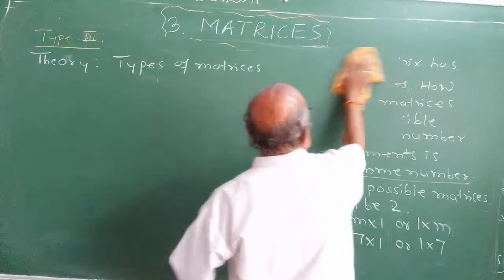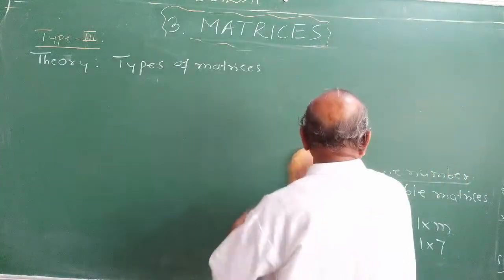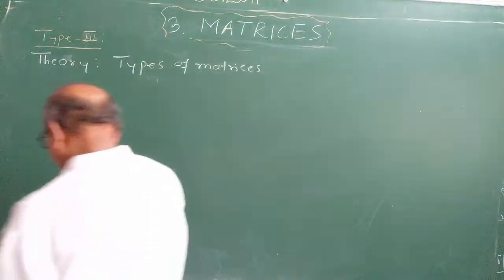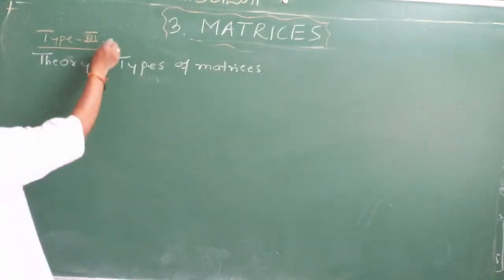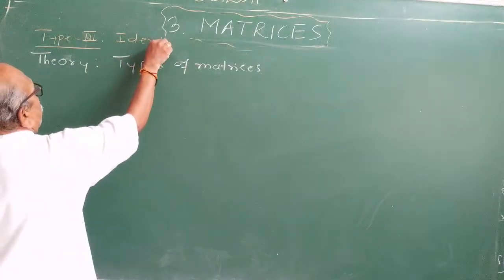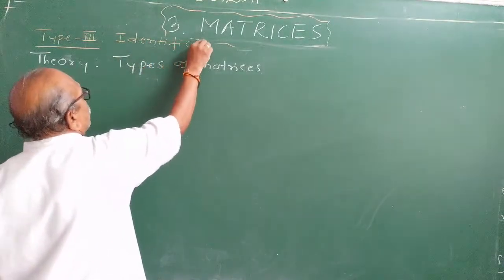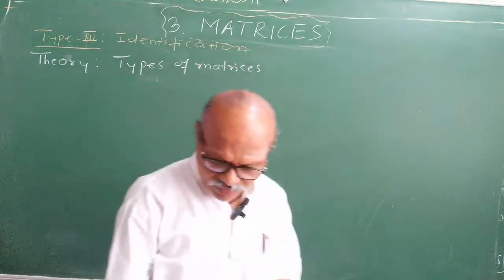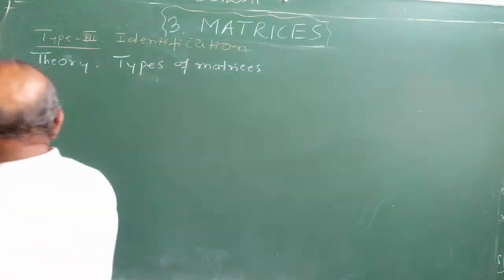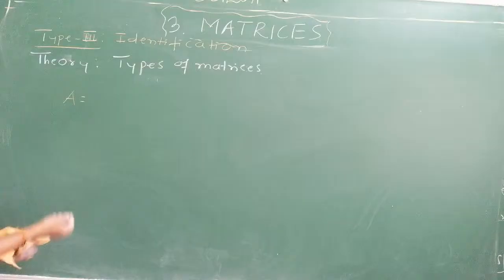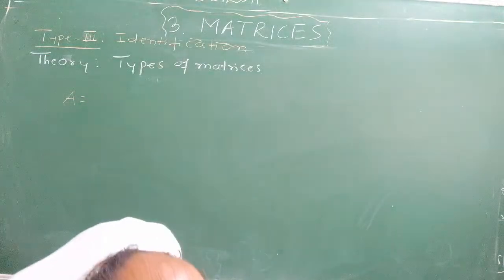Let me rub this question, type 2, before we move on to type 3. And this type 3 is identification of the type of the matrices. Given a matrix, you must be in a position to identify the matrix. Okay. I will give some matrices to you. You try to identify.